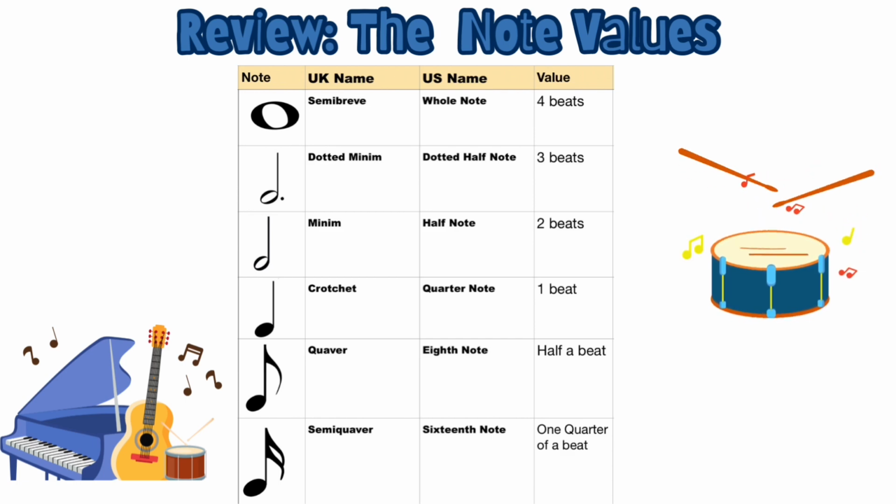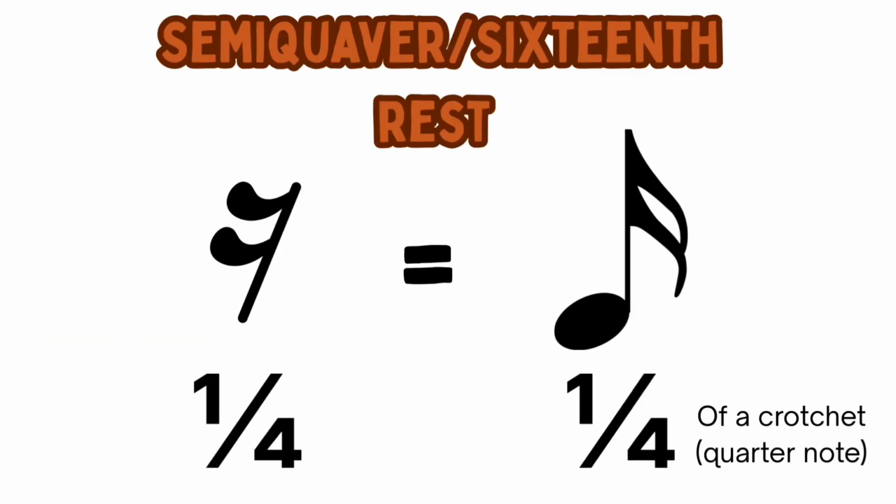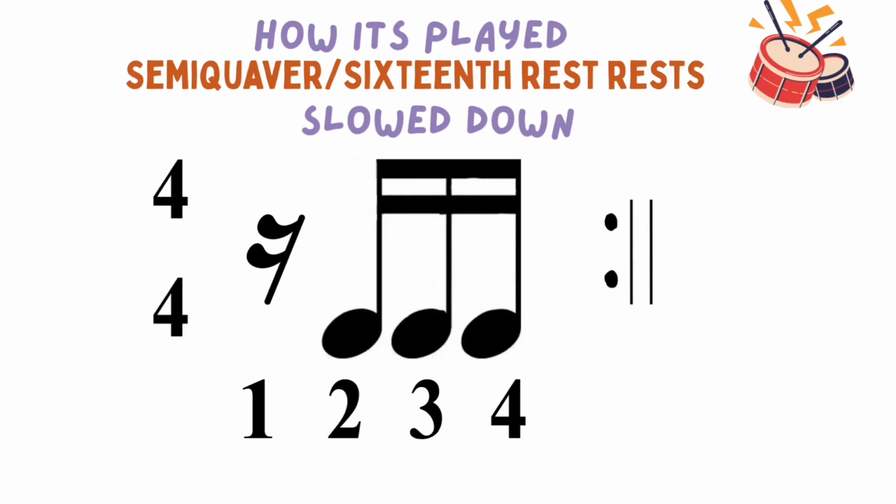So this is a semiquaver or a 16th rest. As you can see, it looks like a quaver rest, but it has two little dashes. It's the same value as a semiquaver or a 16th note, a quarter of a beat. The thing with rests is that you need to count them. Even though they are rests, you have to count the rest.